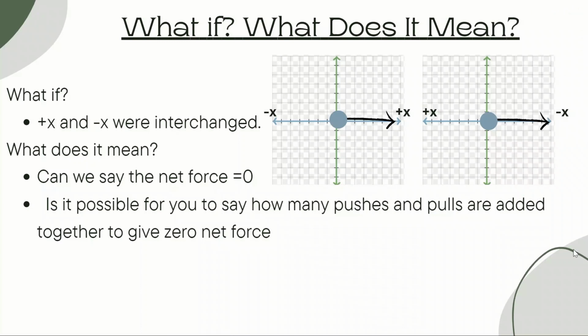Therefore, if the net force is 0, the object will remain at a constant velocity, but if it is not 0, the object will have a change in velocity.